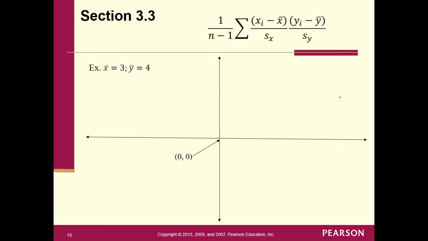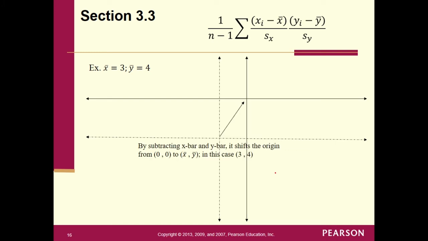Okay. So now here's the formula up in the corner, and I'm going to go over the example that I did in the last section when we calculated the slope and the y-intercept for our paired data. Remember, our x bar was equal to 3, our y bar was equal to 4, and obviously there's our origin there.